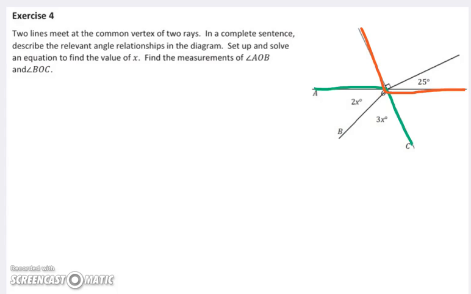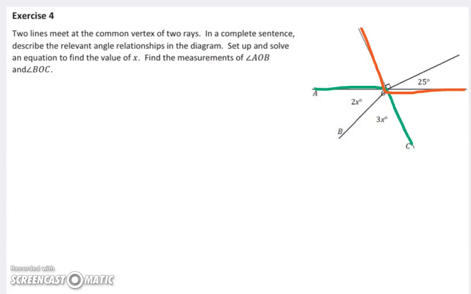25 plus 90 gives us 115, and then we divide both sides by 5, and that gives us x equals, well, 115 divided by 5 is 23. Okay, so we know x equals 23. Does that answer the question?